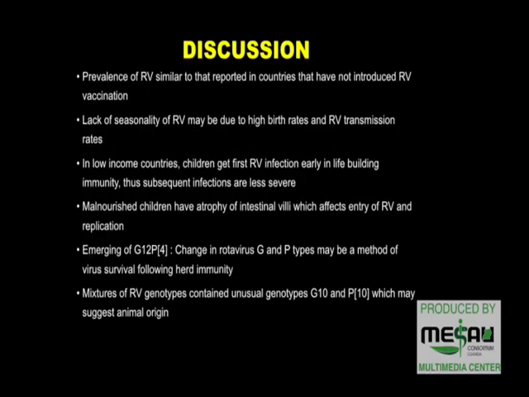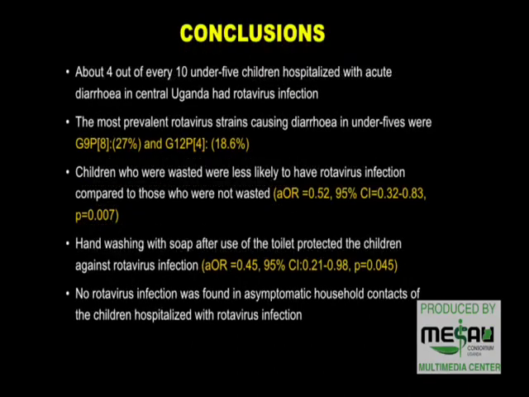Then we saw a lot of mixtures of rotavirus genotypes, where I said there were 32%, and we also had some unusual genotypes like G10 and P10, and we think this may be suggestive of animal origin, which requires further investigation.